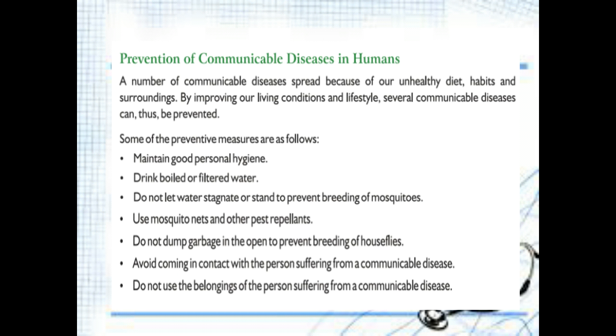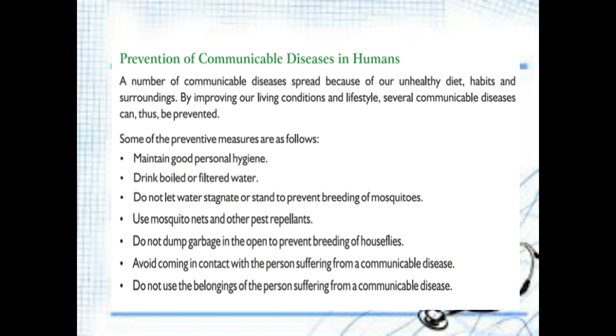So how can we prevent these communicable diseases? Let's see. We should maintain good hygiene, and we should be very proper. We should be very clean. We should drink clean water. We should eat good food, right? And we should use mosquito repellents in order to get rid of mosquitoes.